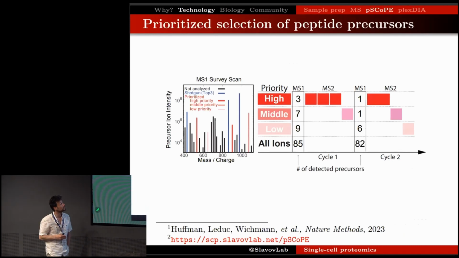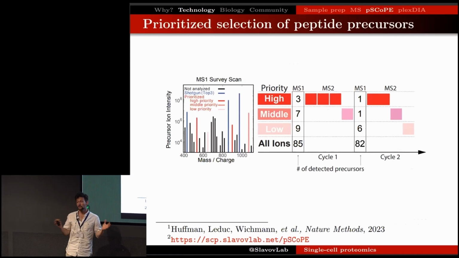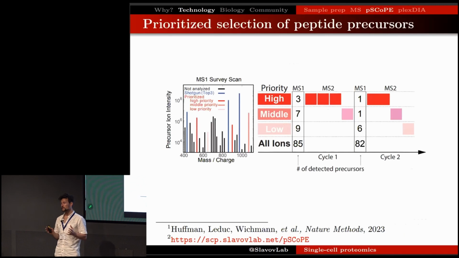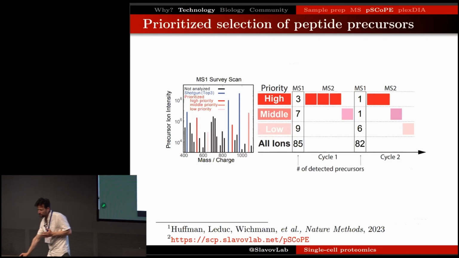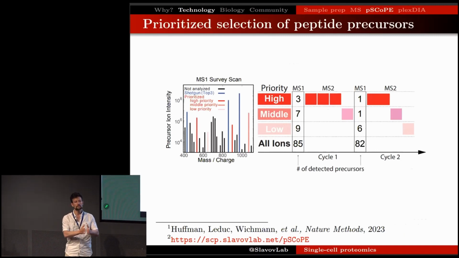But first, let me talk about prioritization. Prioritization very much built on an existing strong framework that previously Christoph and Jürgen have developed of real-time instrument control using MaxQuant Live. But we had a challenge with MaxQuant Live because I wanted to go for very deep coverage.